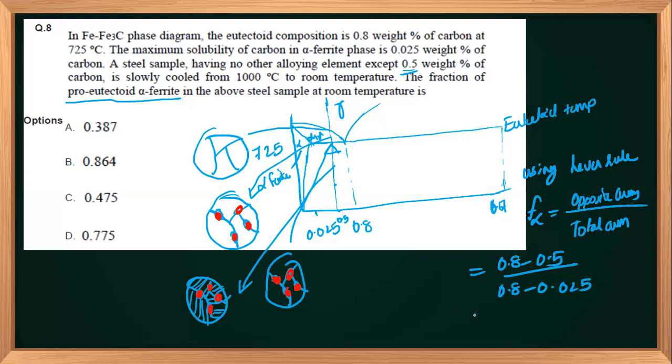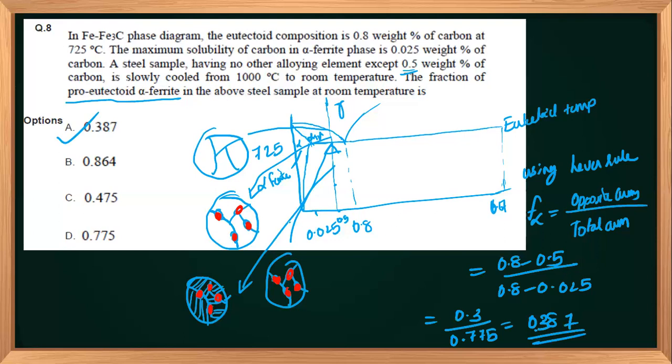So this comes to 0.3 divided by 0.775, right? Let me calculate. 0.3 divided by 0.775 comes to 0.387. So that is the answer, and exactly that answer is given here. Option A will be the right answer.